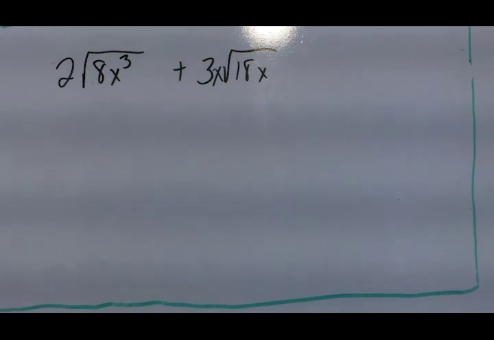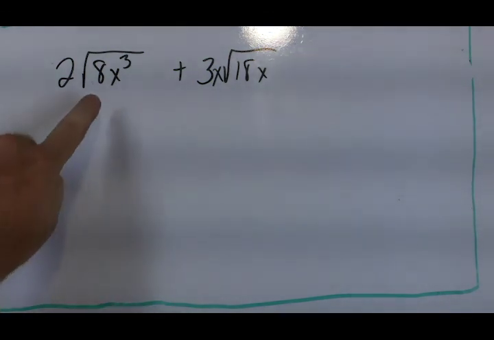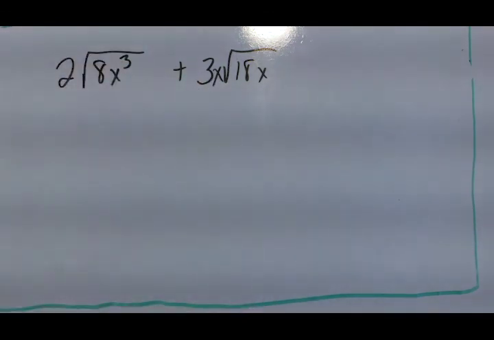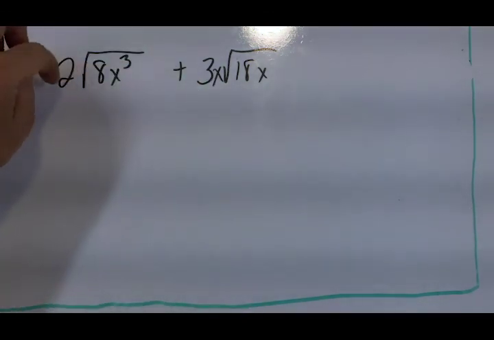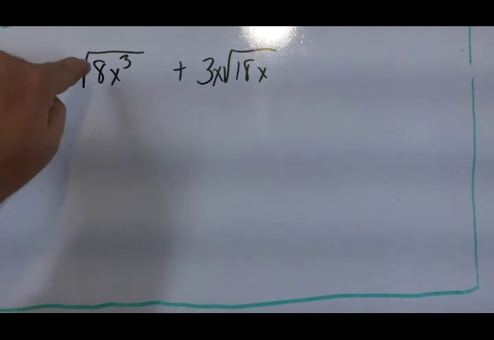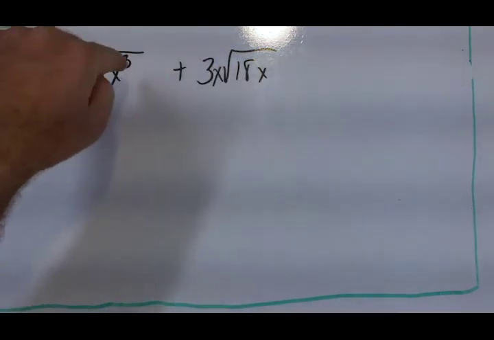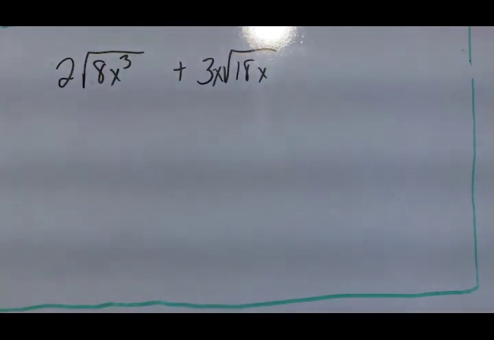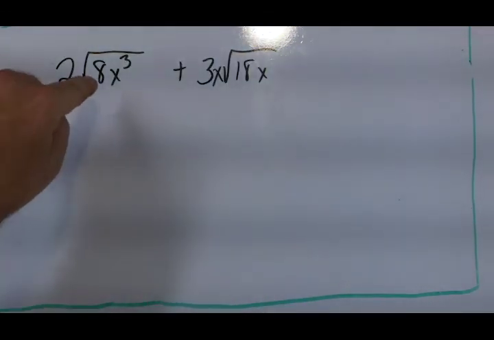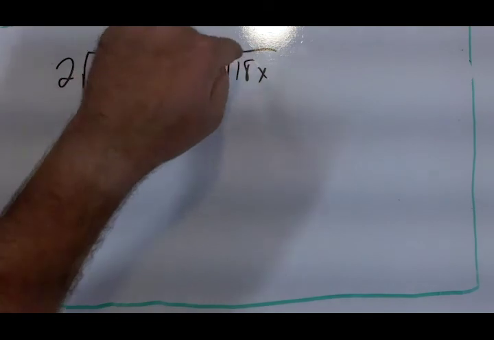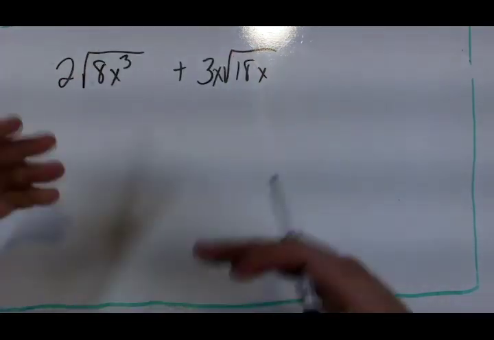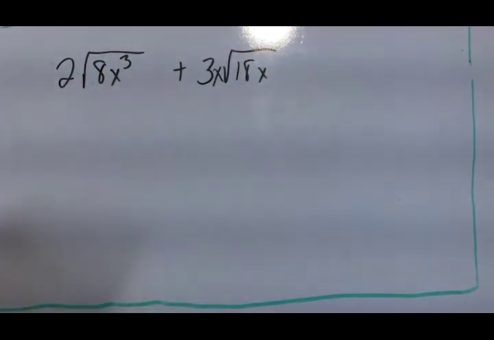The only other thing I can think they might do with simplifying square roots is ask you to add two expressions together. To add these two together, the square roots have to match, and these don't. This is an 8x to the third, and that's a 18x. So what you have to do is simplify this one and simplify this one, and then they should come out to match, and then you can add them together. Same thing goes for subtraction. You would just subtract instead of add.